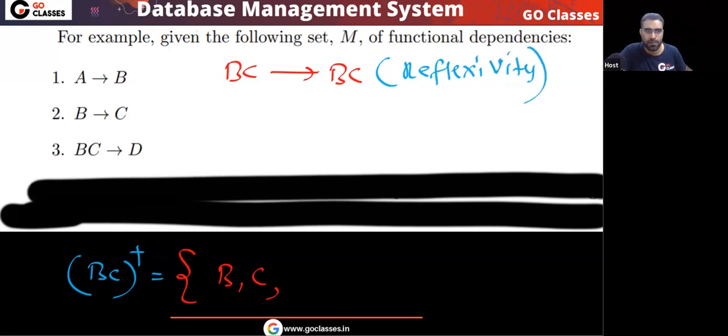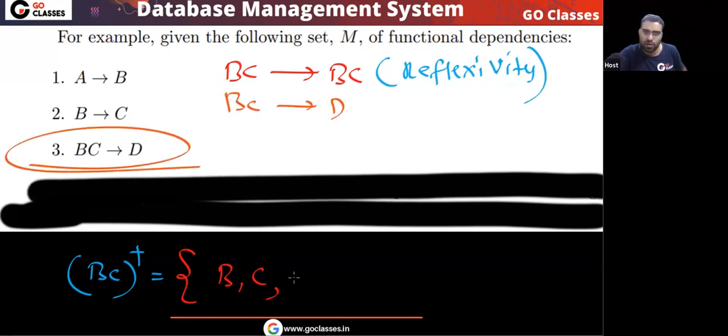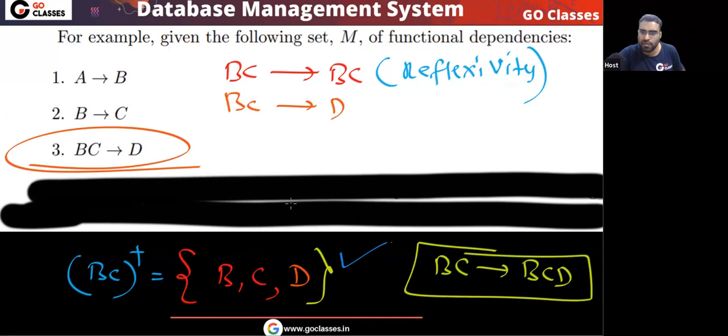Now, this BC can bring D also. This is given to you. So you can bring D also. What else? Can you bring A? No, you cannot bring A. So BC can determine BCD. Remember, BC can determine BCD. Nothing else. Very simple. Understood? I hope you understood all these things. You can do whatever variation you want.